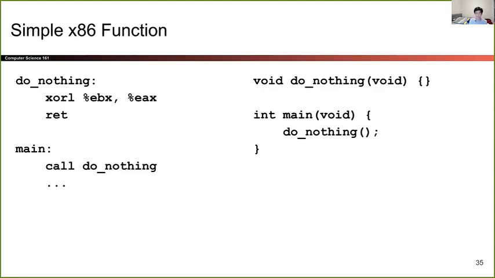All right. This is a really simple x86 function. We have our main function over here, and all that main does is it calls do nothing. Do nothing actually does nothing. I guess we've made it do something here, but it's not too important. When we call do nothing, the flow of execution jumps to this XOR. EAX gets XORed with EBX, and then we return.